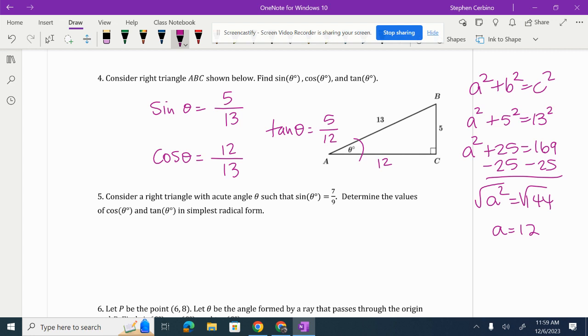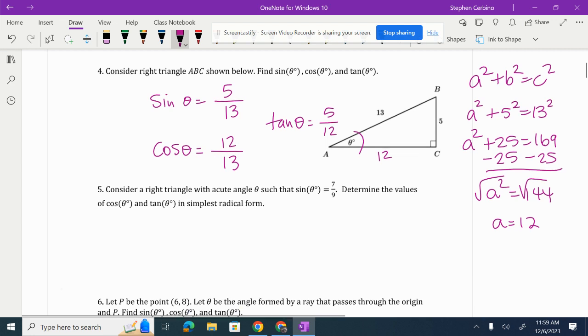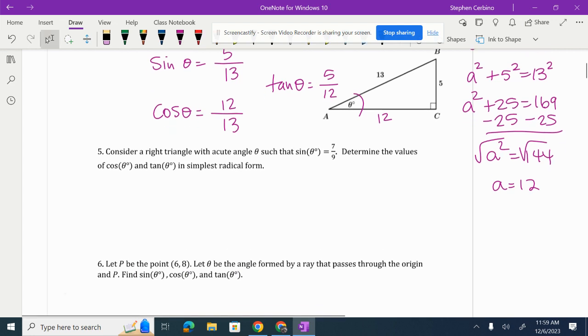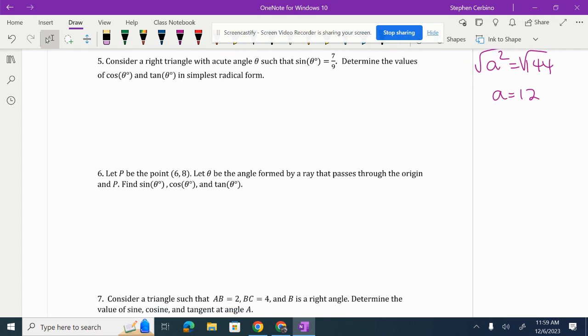Now, like I said, number 4 is a geometry question. What makes a question an Algebra 2 question? Number 5 says, consider a right triangle whose acute angle is theta. This is important, not necessarily for today, but in the future. This means that it's between 0 and 90.